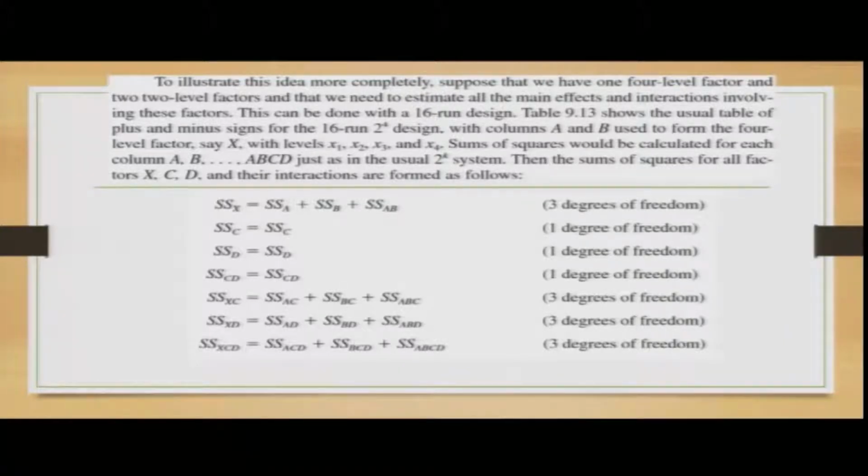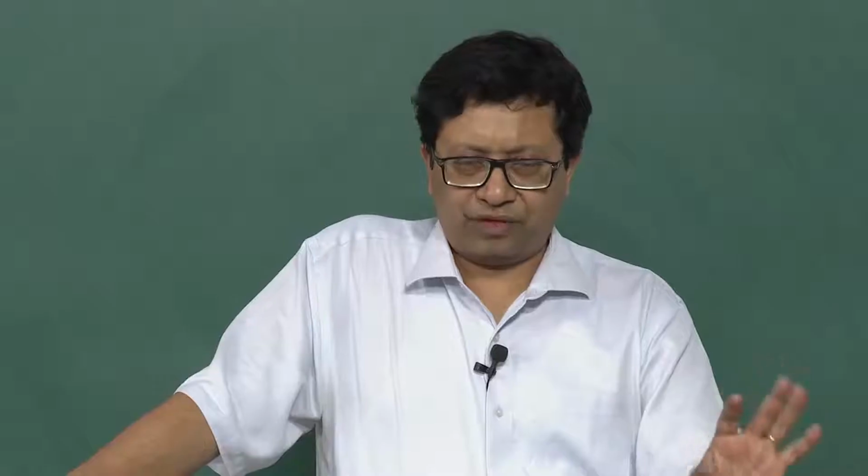Sum of the squares would be calculated for each of the columns like A, B, and so on till A, B, C, D, just as usual in a 2 to the power k system. Then the sum of the squares of all the factors which we have would be formed accordingly. Like if we have sum of squares of x, so x would be for A, B and A, B combined. So, you will have 3 different variables.